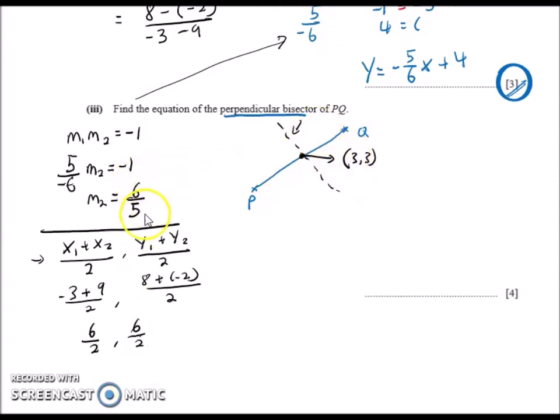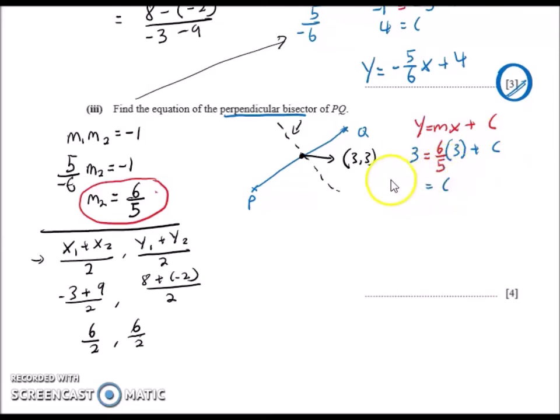We have this gradient and we have the coordinate, so we can find y equals mx plus c. Here will be 6 over 5, and for x and y we substitute 3, and then we just have to find the c value. So c is 3 minus 18 over 5. So you'll be getting c as negative 3 over 5. Since we already have the c value, the equation will be y equals 6 over 5 x, which is the gradient, minus 3 over 5, and we are getting these 4 marks. Okay, so we are going to the next question now.